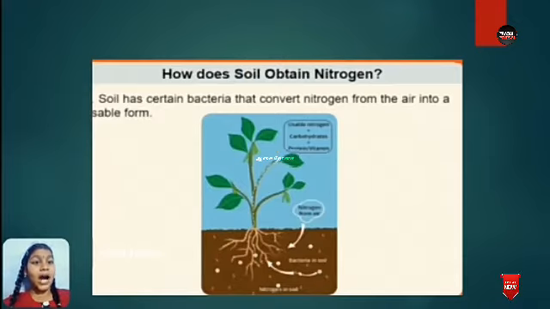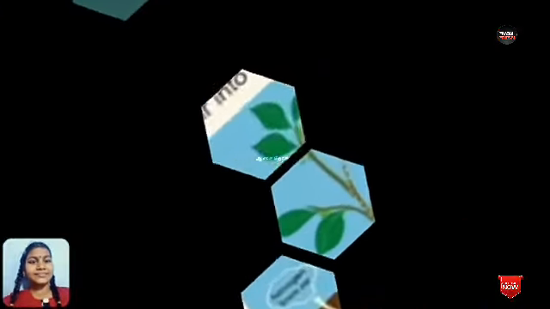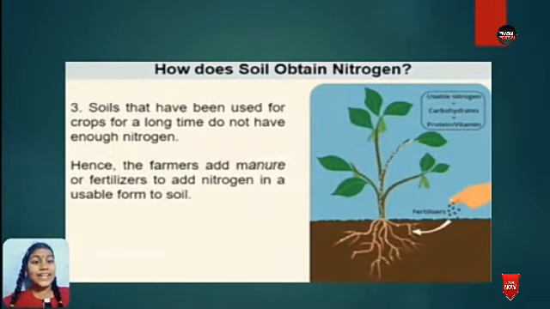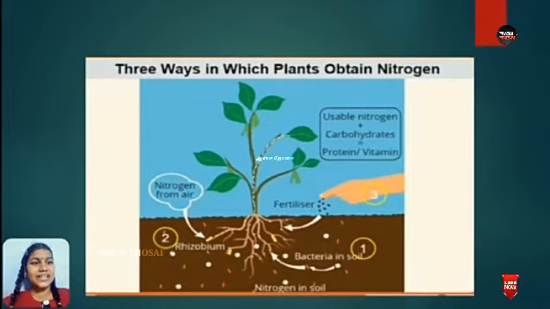Soil has certain bacteria that convert nitrogen from the air into a usable form. In leguminous plants, a bacteria called rhizobium directly converts the nitrogen in the air into a usable form for the plants. Soil that has been used for crops for a long time does not have enough nitrogen. Hence, farmers add manure or fertilizers to add nitrogen in a usable form to the soil. So the three ways in which plants obtain nitrogen are bacteria in the soil, rhizobium, and fertilizers and manure.